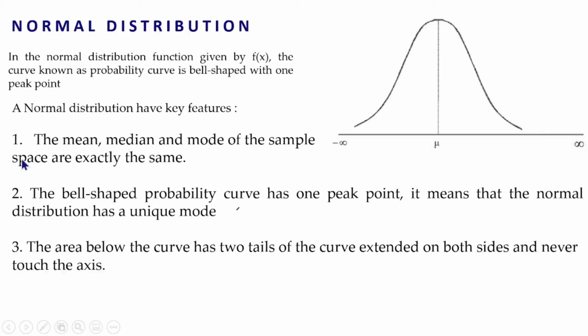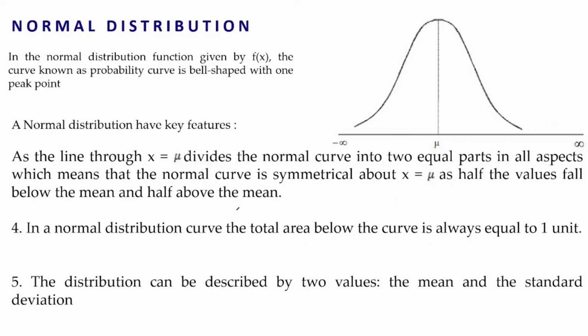The first feature is the mean, median and mode of the sample are exactly the same. So as far as normal distribution is concerned, its mean, median and mode are all equal. Then the bell-shaped probability curve has one peak point. It means the normal distribution has got a unique mode. Then the area below the curve has two tails extended on both the sides, and it will never touch the axis. So this curve will never touch the axis.